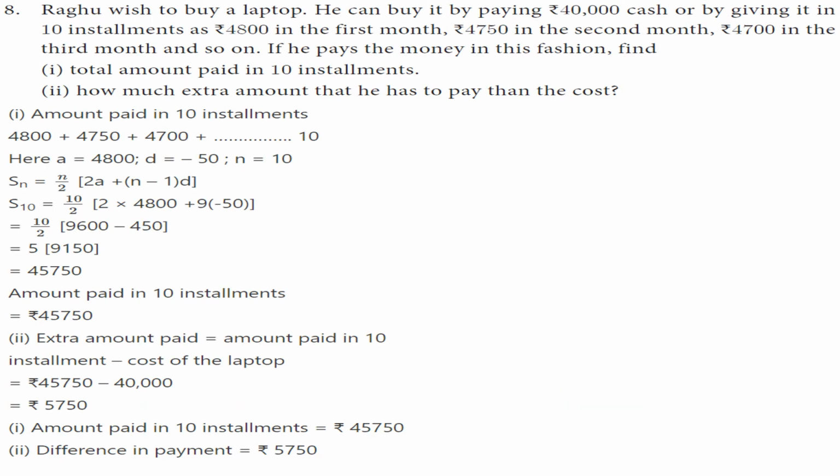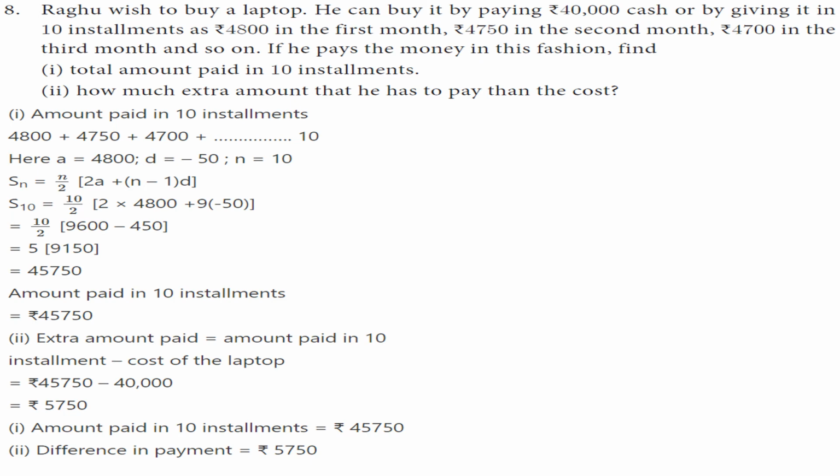Next question: a person who wishes to buy a laptop can buy it by paying rupees 40,000 cash or by giving it in 10 installments, as rupees 4,800 in the first month, 4,750 in the second month, 4,700 in the third month, and so on. Find the total amount paid in 10 installments as the first part, and second, how much extra amount he has to pay than the cost.